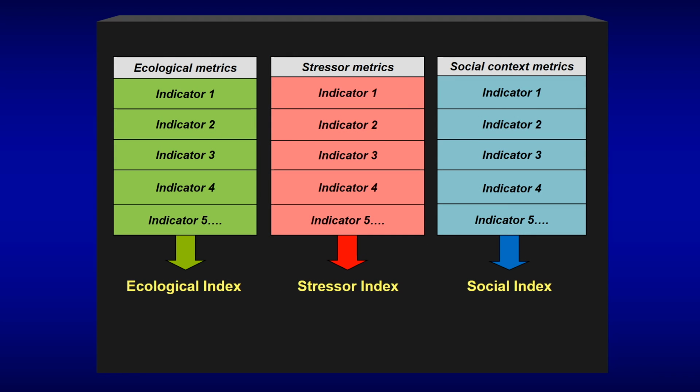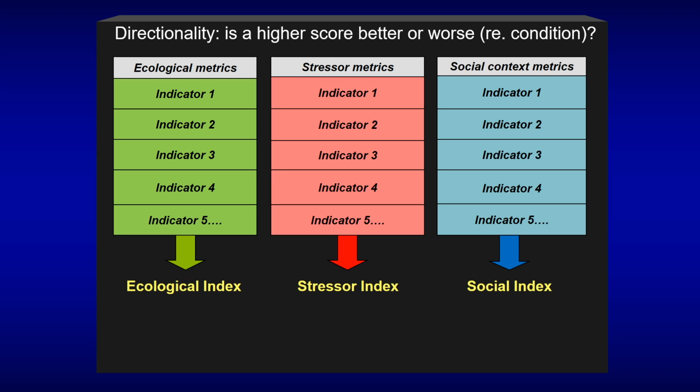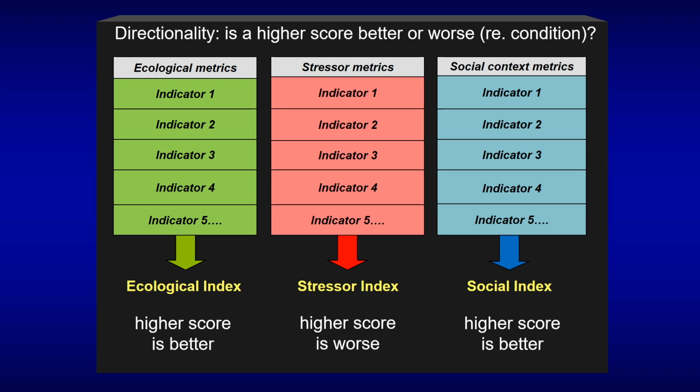With indicators and indices, it's essential to understand directionality, or in other words, whether a higher score is better or worse. For all RPS ecological indicators and the ecological index, higher is better. The same is true for social indicators and the social index. In the stressor category, however, higher stressor scores logically are worse for watershed condition.